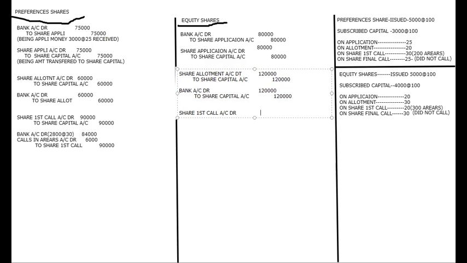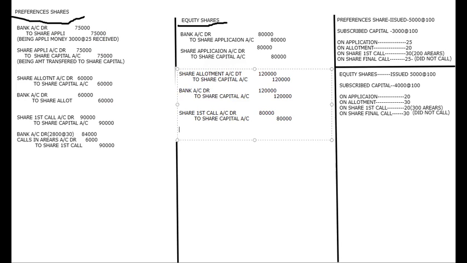Now 4,000 into first call price is how much? 4 2s are 8. So 80,000 is the amount. So I will transfer to share capital account 80,000. Now I'm going to see did I get the total amount.